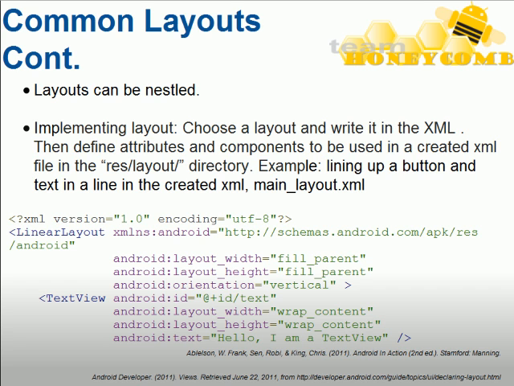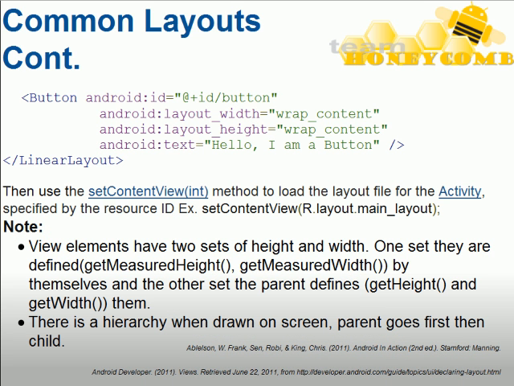Implementing layout. Choose a layout and write it in XML. Then define attributes and components to be used in a created XML file in the res/layout directory. Example, lining up a button and text in a line in the created main_layout.xml file. The sample code below shows you how to line up text in a line. The top code here shows you how to line up text in a button.